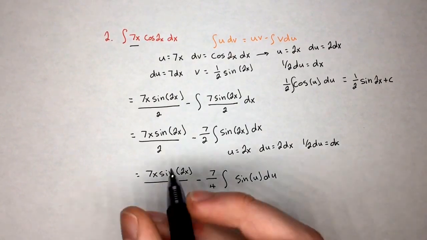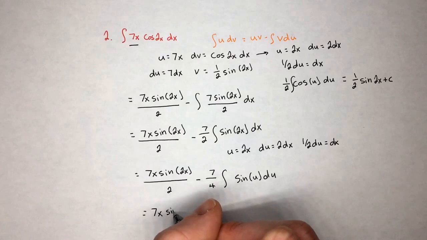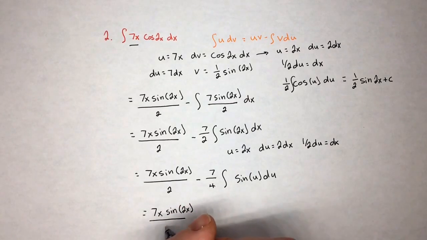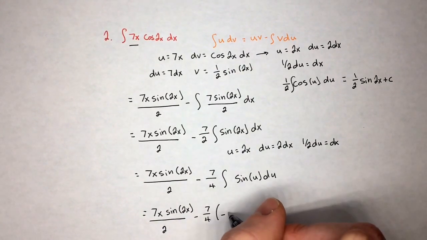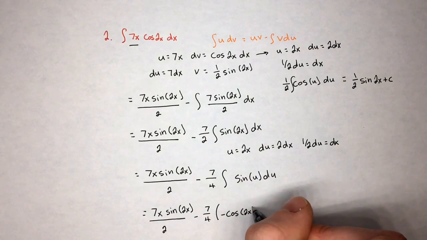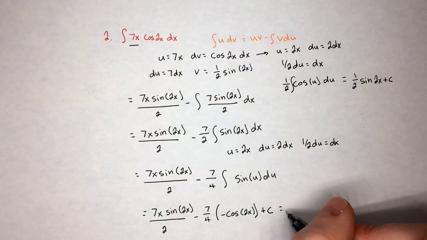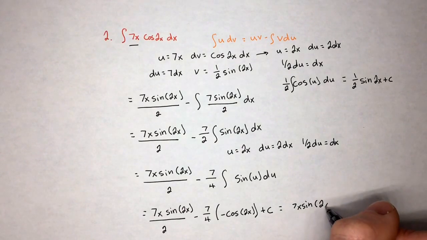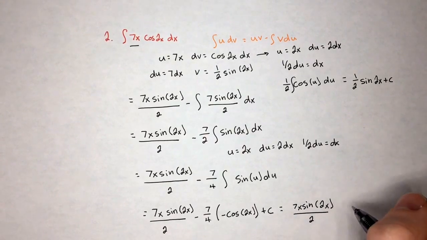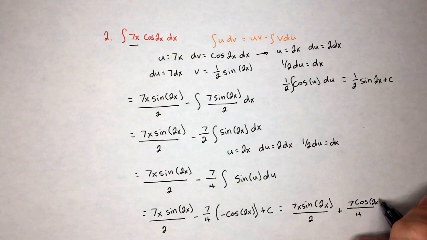And then rewriting this out, we get 7x times the sine of 2x over 2 minus 7/4 times the negative cosine of 2x plus c. Simplifying even further, we get 7x times the sine of 2x all over 2 plus 7 over 4 times the cosine of 2x plus c.